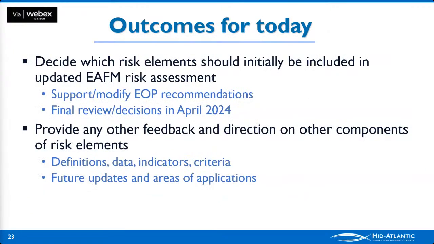So the outcome for today is for you all to decide which risk elements, again, what's the scope of the risk elements we want to include in the 2024 risk assessment. So do you support what the EOP committee and AP recommended, or do you want to make modifications to that? You'll look at the updated risk assessment in 2024. And if you have any other feedback beyond just the risk elements, if you have feedback on the definitions that we're thinking about, or the indicators, or the data that might be available that maybe we've been missing in the documents that we have, we're open to any of that feedback as well. So that's it for today.